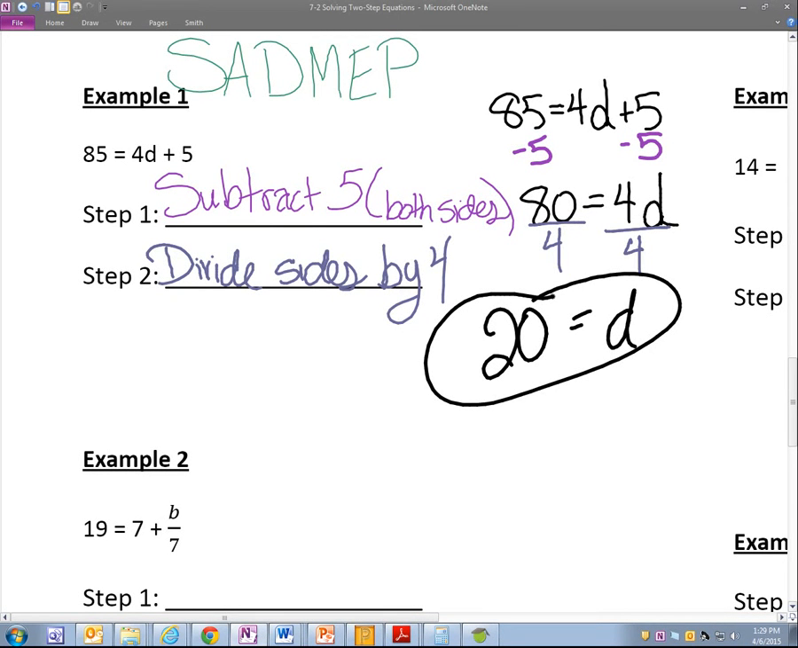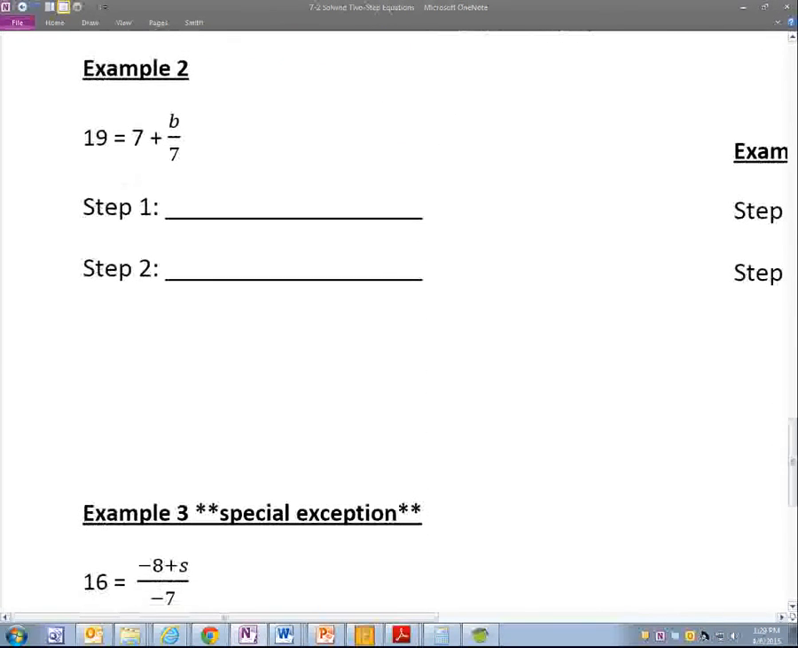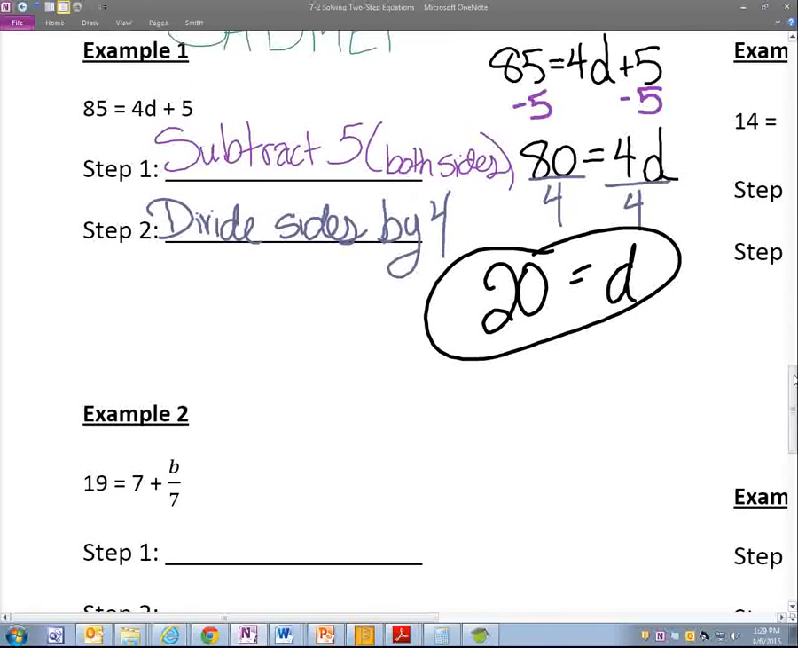Okay. Wonderful. Example 2. Any questions on example 1? On the homework, will there be like a step 1 and a step 2? No, you will not be expected to write step 1 and step 2, but I will expect this stuff to be there. It'll look like these.